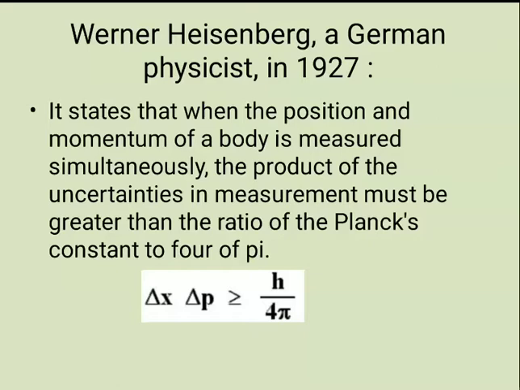That is, it is not possible to measure simultaneously the position and momentum of a microscopic particle with absolute accuracy or certainty. The same thing can also be defined as: the product of uncertainty in position and uncertainty in momentum of a microscopic particle is always constant and is equal to or greater than h upon 4 pi.